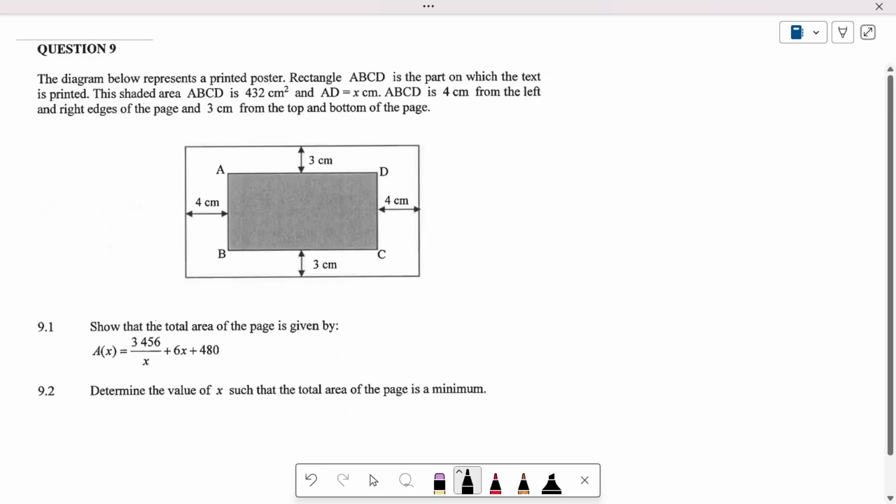Okay, grade 12s. Here is a video on optimization. This is our favorite topic of grade 12. I'm kidding. But anyway, we're going to tackle this question and see how it goes in the process.